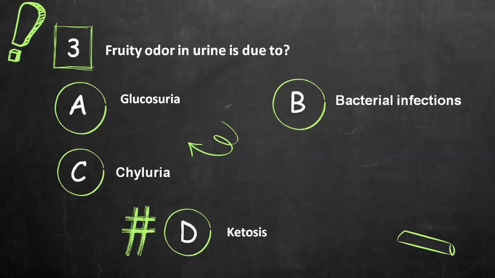So what is maple syrup urine disease? It is a rare and life-threatening genetic condition which prevents the body from breaking down some of the amino acids. It mainly affects babies and children. So here in this one, the right answer is ketosis.